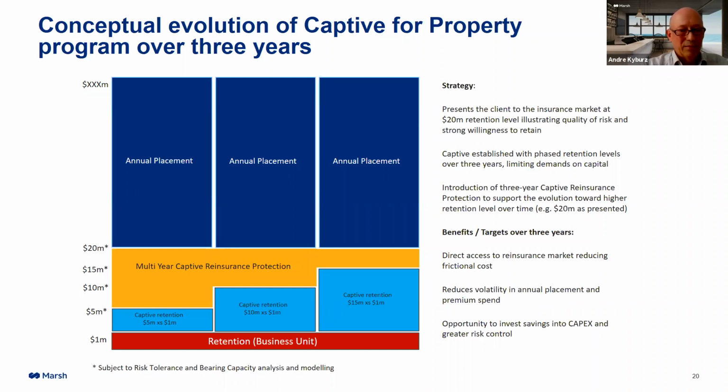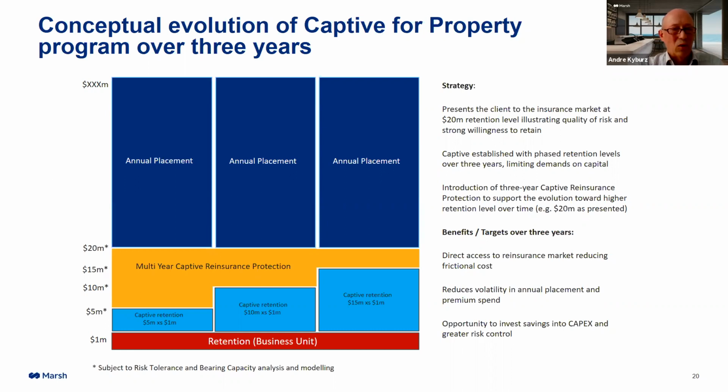retaining 20 million in that first, second, and third year. But in reality, the captive is actually only retaining those 5 million in the first year, 10 million in the second, and 15 in the third. And what this does, it basically creates an opportunity for the captive to access markets that are willing to play above that 20 million attachment point at maybe a better cost.